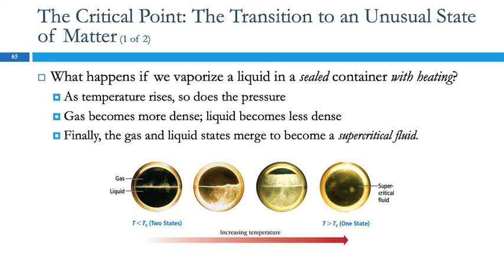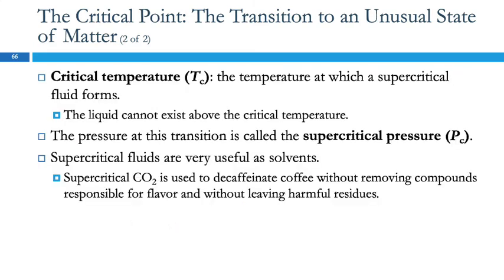It's not a gas, it's not a liquid, it's kind of both at the same time. Supercritical fluid. This happens above the critical temperature, Tc. So different substances have different critical temperatures, but above that temperature, the liquid cannot exist. It'll be a supercritical fluid. You just can't have the liquid. And there's a corresponding pressure there, which would be called the supercritical pressure.